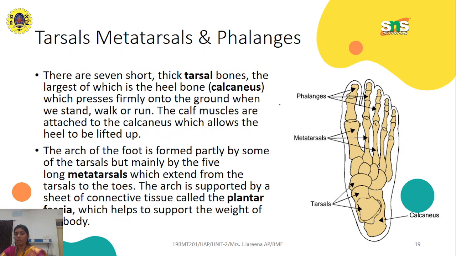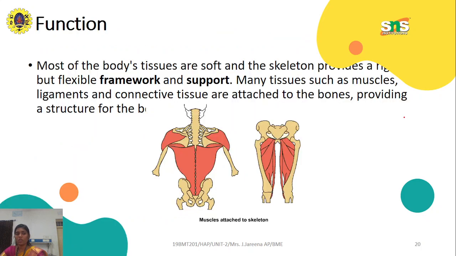And as in the upper limb, the lower limb also has similar bones: metatarsals. There we discussed metacarpals, here we say metatarsals. In the upper limb we had carpals, here you have tarsals. There you had metacarpals, here metatarsals. The phalanges are the same in both cases, or else you can also say toes.